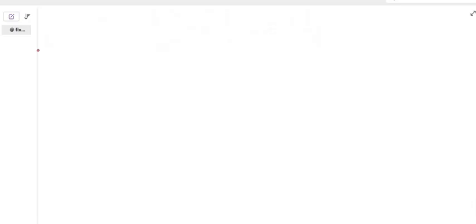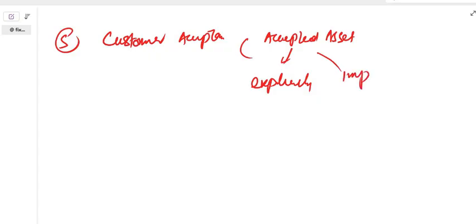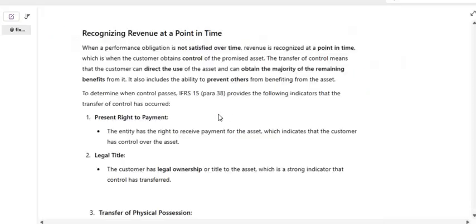And the fifth one is customer acceptance, and by this we mean that the customer has accepted the asset, which may be explicit or maybe implicit. So these are the indicators that will show that the control is transferred. Clear? Now let's check it here.